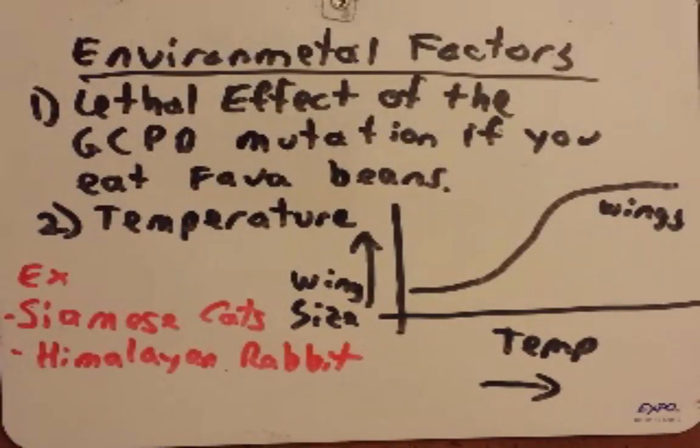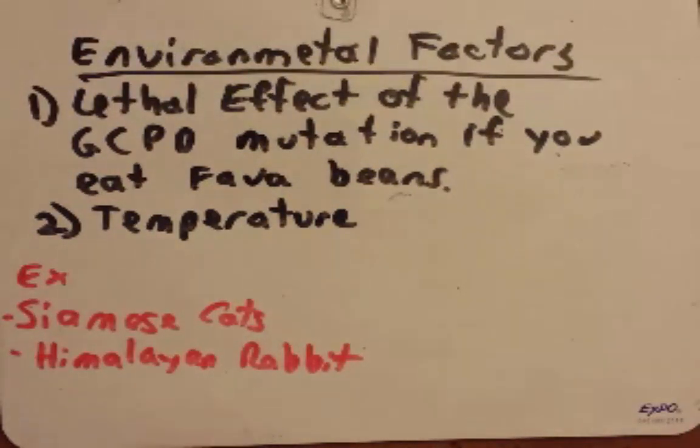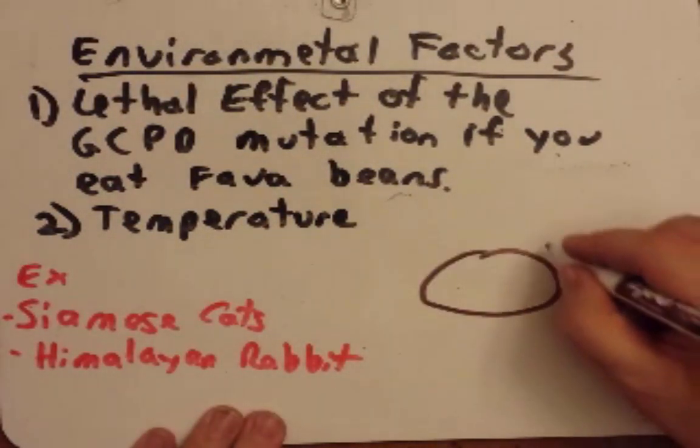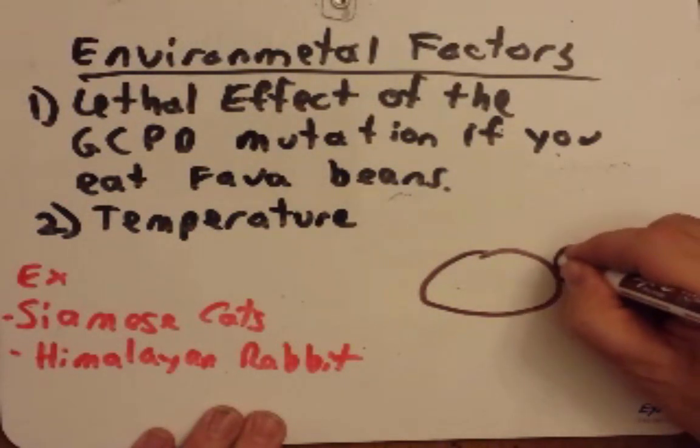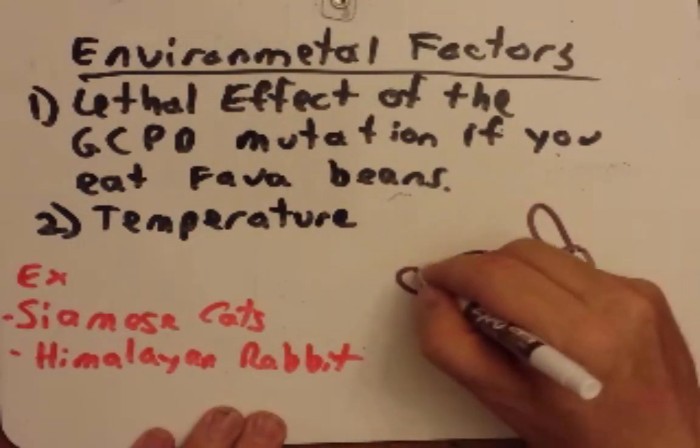A white body, but their ears and their nose is dark. So how does this happen? And you should prepare yourself for another beautiful picture. Let's draw a rabbit. Because clearly I can draw rabbits better.